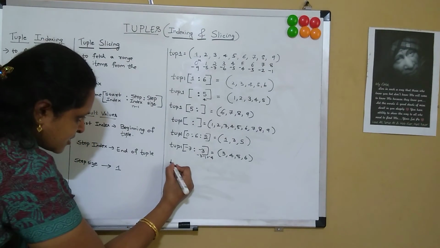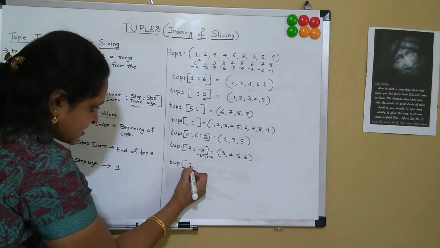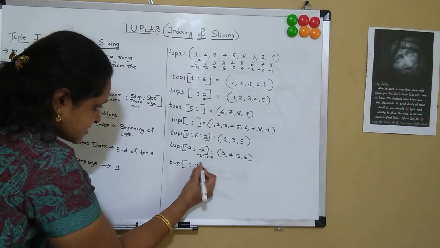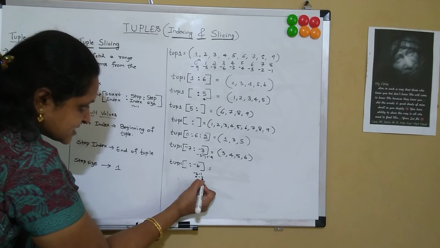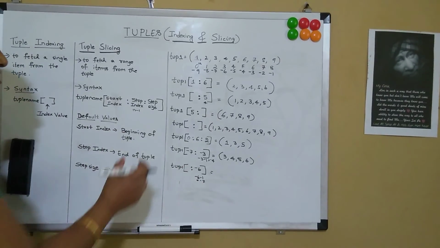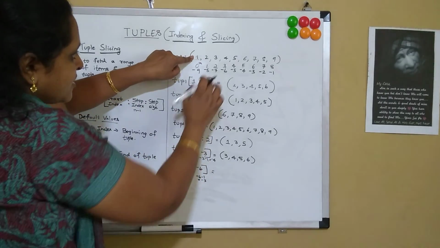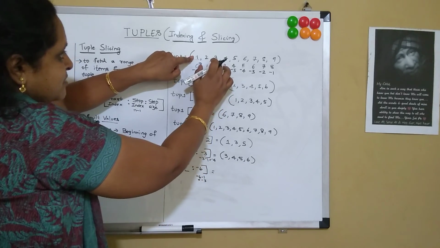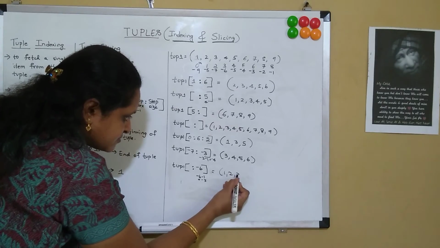And now if I say tuple 1, if I don't give any start index and I give stop index as minus 6. So minus 6 minus 1 is equal to minus 7. So from the beginning of the tuple till minus 7 it will fetch the items. Beginning of the tuple is here 1. The minus 7 item is 3. So 1, 2, 3 gets printed on the console.